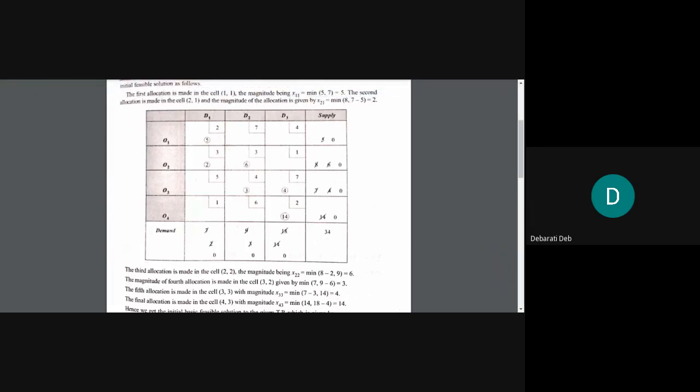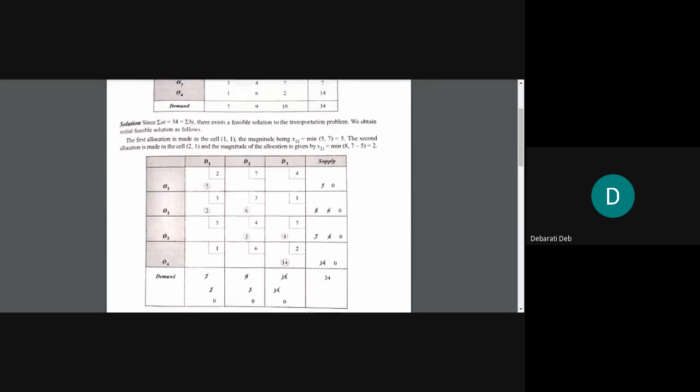Quickly write it out. I'm going row wise. You write 2, 7, 4. Next row 3, 3, 1. Third row 5, 4, 7. And O4 is 1, 6, 2. So 2, 7, 4, 3, 3, 1, 5, 4, 7, 1, 6, 2. Okay? Don't write the circle part. That is the solution, I'll explain.